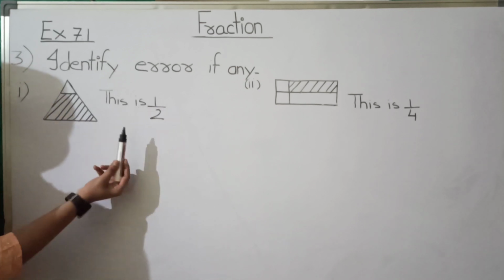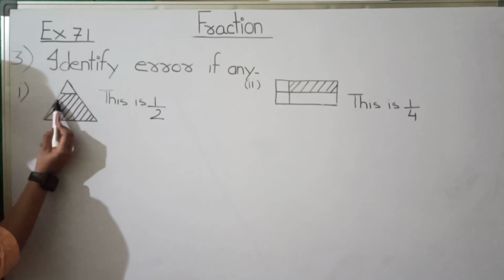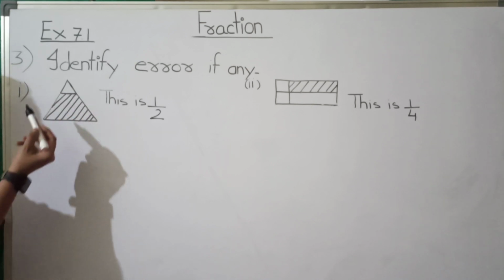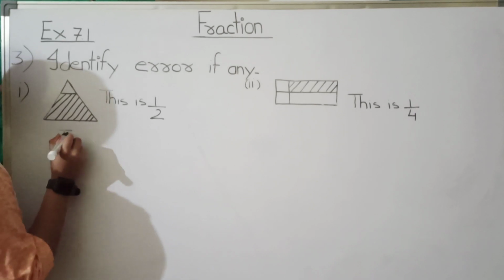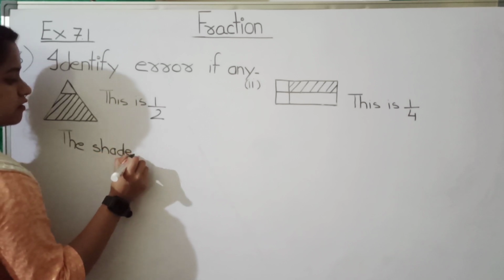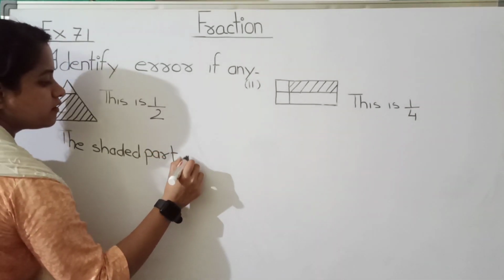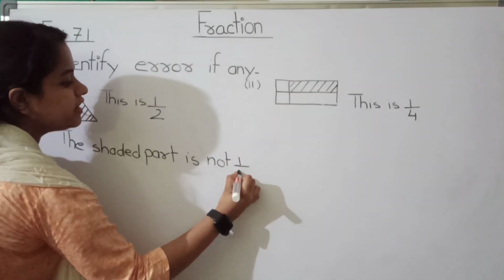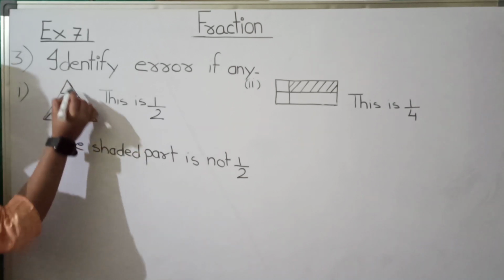This is 1 by 2. क्या ये 1 by 2 है? इसमें कह रहा है ये 1 by 2 है. So we can see that it is not divided equally. जो इसके parts divided है, 2 parts हैं इस triangle के divide हुए हैं, वो equal नहीं है. So we can write it down. The shaded part is not 1 by 2. 1 by 2 नहीं है. क्यों नहीं है? क्योंकि ये parts equally divide नहीं है.